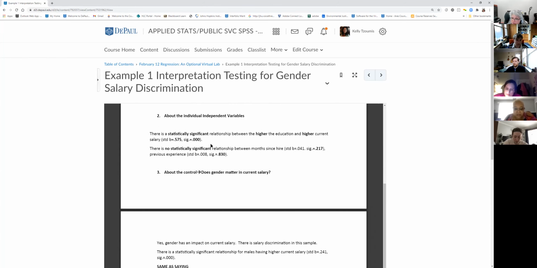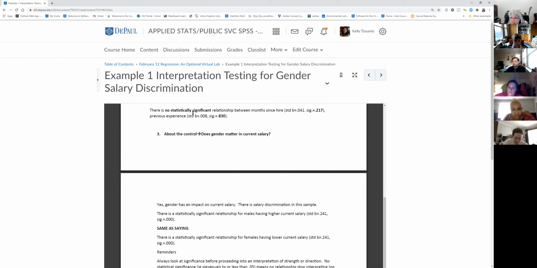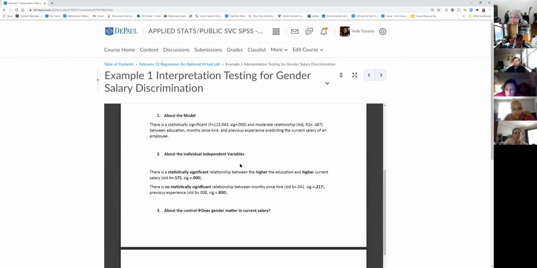Now about the independent variables. There is a statistically significant relationship between higher education and higher current salary. And this is what we said verbally. Here it is in writing. There is no statistically significant relationship between months since hire, remember, it was 0.217, and previous experience, remember, that was 0.830. You guys with me? This is like what we just did orally. Now it's in writing.